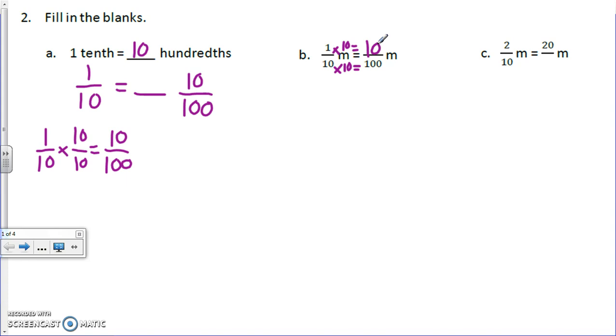For the next one, we have 2/10 of a meter, and it's been turned into, we know our numerator is 20. Okay, so 2 times what gets me to 20? The answer is 10. If I multiply the top by 10, I also need to multiply the bottom by 10. So 10 times 10 is 100. So 2/10 of a meter equals 20 hundredths of a meter.